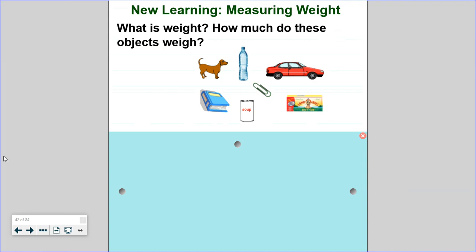Now, today we're talking about a different aspect of objects that we can measure, and that is called weight. I know you've heard that word. What is weight? Look at these objects here. If I ask you, how much do these objects weigh? What am I asking you?